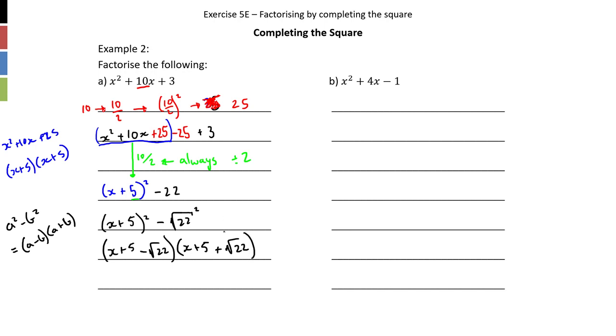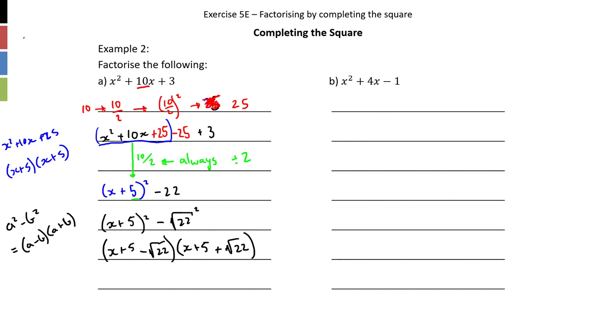Now, sometimes we might be able to simplify the surd if it's a surd, or if there's a fraction, we can simplify the fraction. But in this case, for 22, the only factors are 2 and 11, so we can't simplify the surd. So that's our final solution.